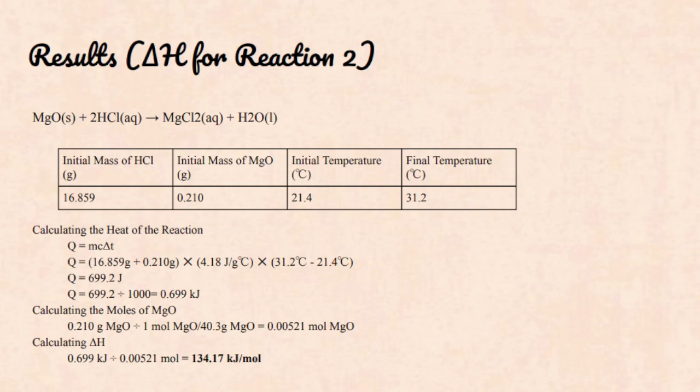For reaction 2, the heat was also calculated using Q equals mc delta T and the initial mass of hydrochloric acid, initial mass of magnesium oxide, initial temperature, and final temperature values recorded from the experiment. This value of 699.2 was in joules, so it was divided by 1000 to get 0.699 kilojoules. Then, the moles of magnesium oxide were calculated by dividing the initial mass in grams by the molar mass of magnesium oxide to yield 0.00521 moles. Finally, the heat was divided by the number of moles to find delta H, which was 134.17 kilojoules per mole.